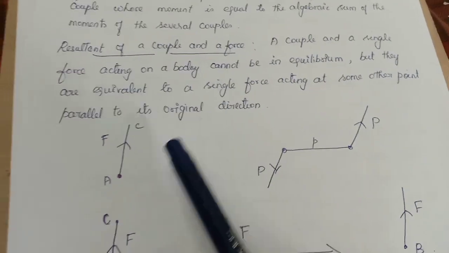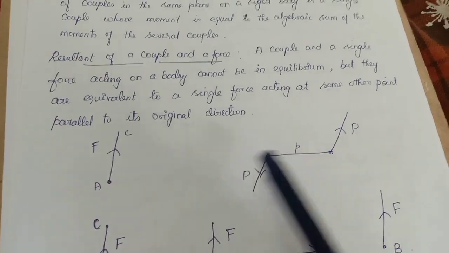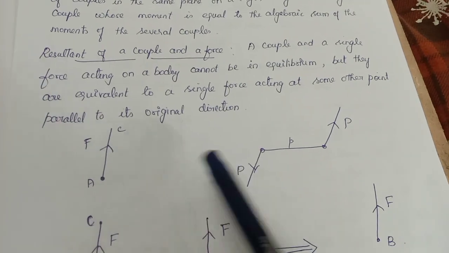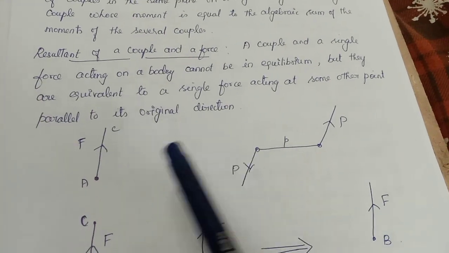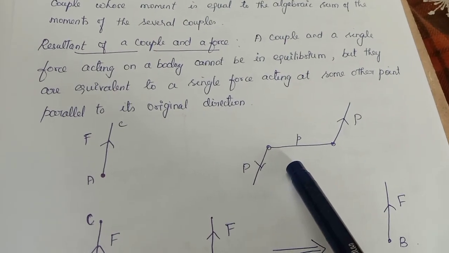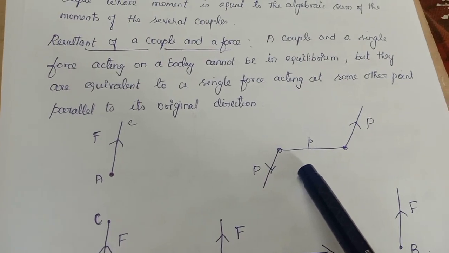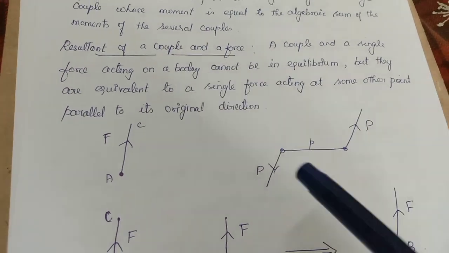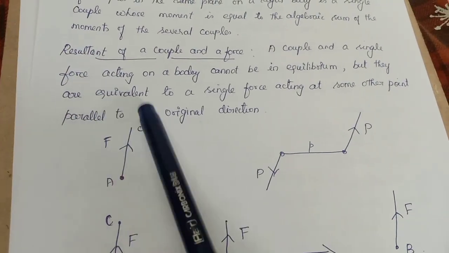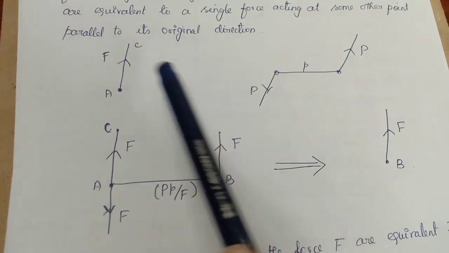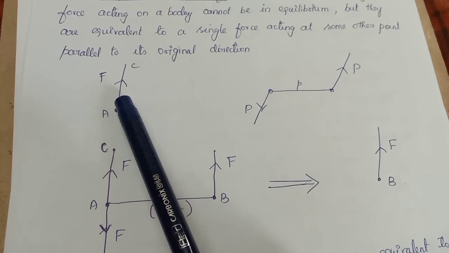Next one is what is the resultant of a force and a couple. Suppose I have a force and a couple, what will be its resultant? Definitely, they cannot keep the body in equilibrium. Whenever you have a single force and a single couple together acting on a rigid body, they cannot keep the body in equilibrium. So there will be some resultant, no? So what is the resultant? The resultant is equal to a single force. So a couple together with a force will be equal to a single force.